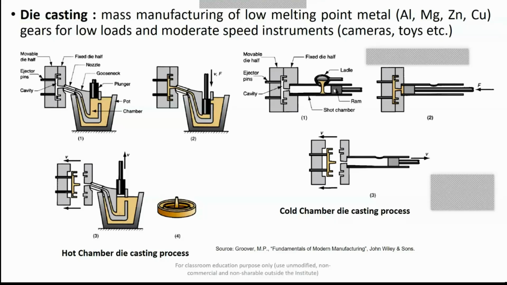So in the shot chamber, you pour your molten metal, and with the help of this ram, or its another name is plunger, you press or squeeze the material under pressure, and with the help of this pressure, your molten metal reaches into this die. And then in the third stage, these die cavities open up, and with the help of these ejector pins, you eject out the solidified component.